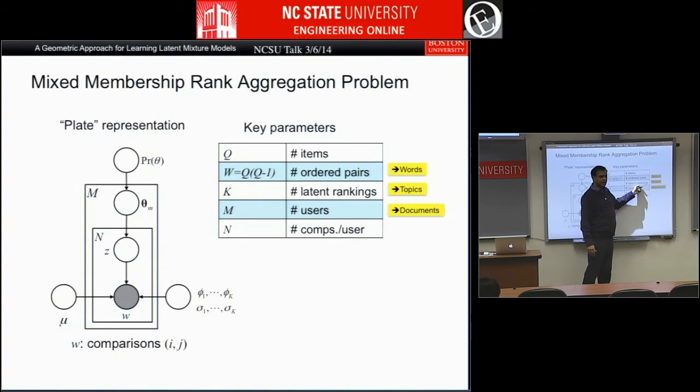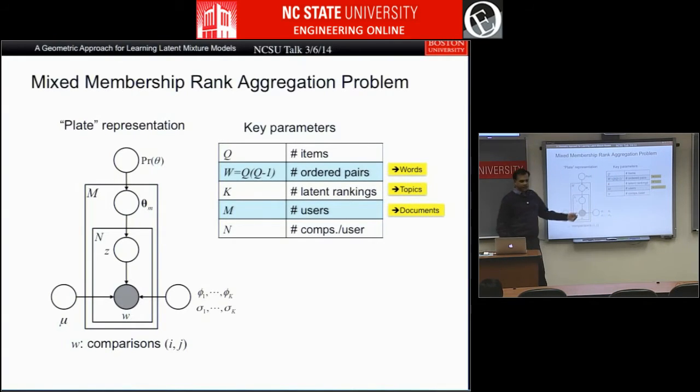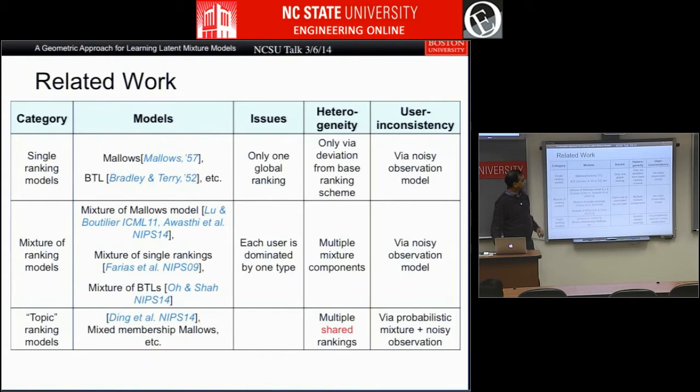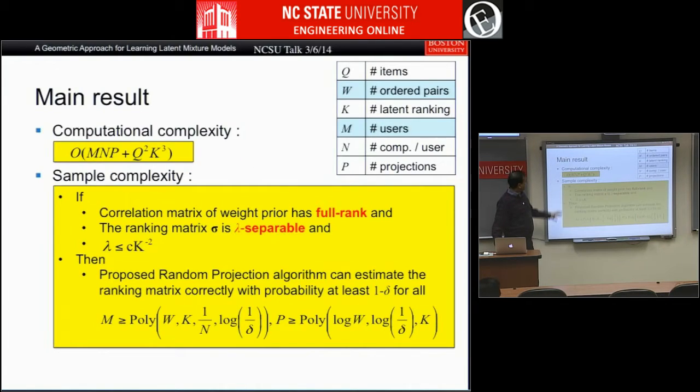The number of topics is the number of latent rankings that you do not know about. The number of users is the number of documents, and N is the number of comparisons per user. Again, there is a lot of work along this. I'm running out of time, so I'm going to move on. We can talk about this. This is very recent work that we have done.